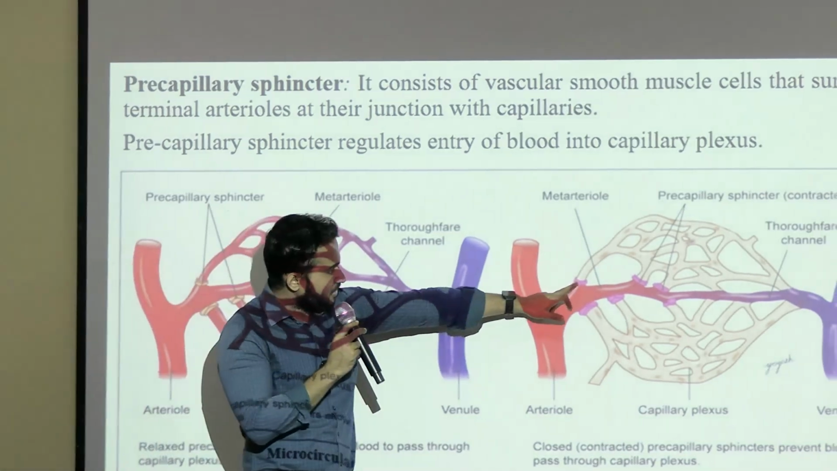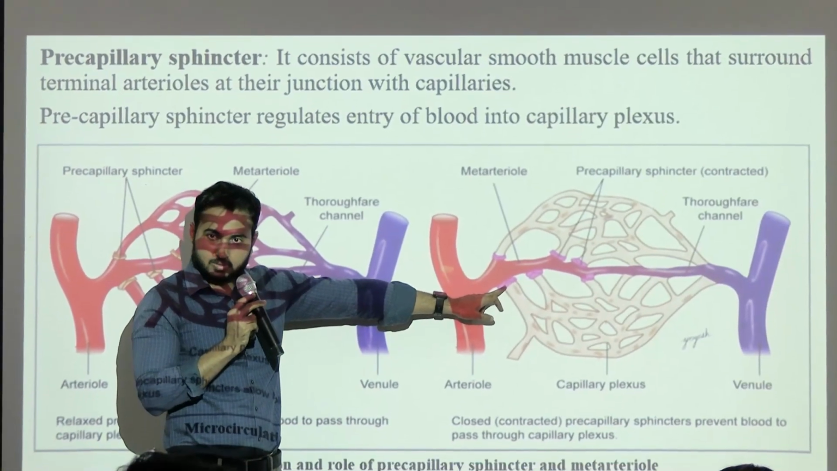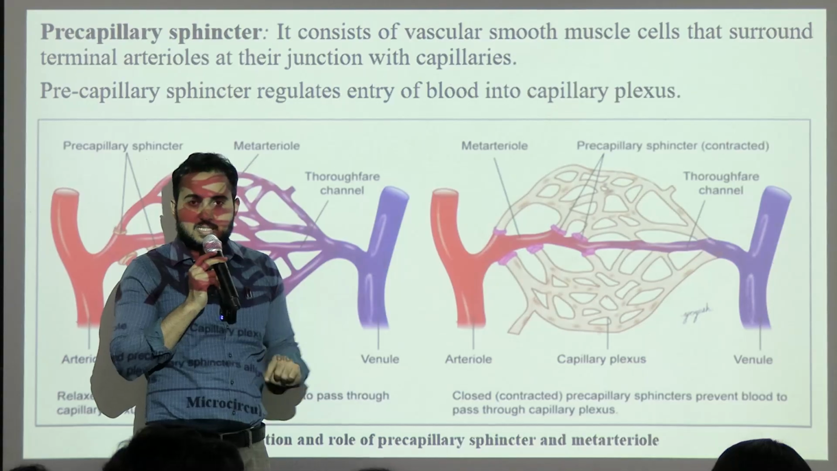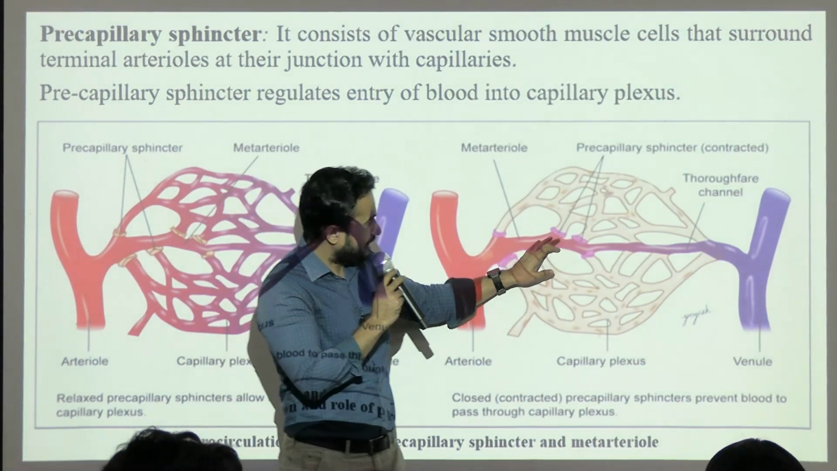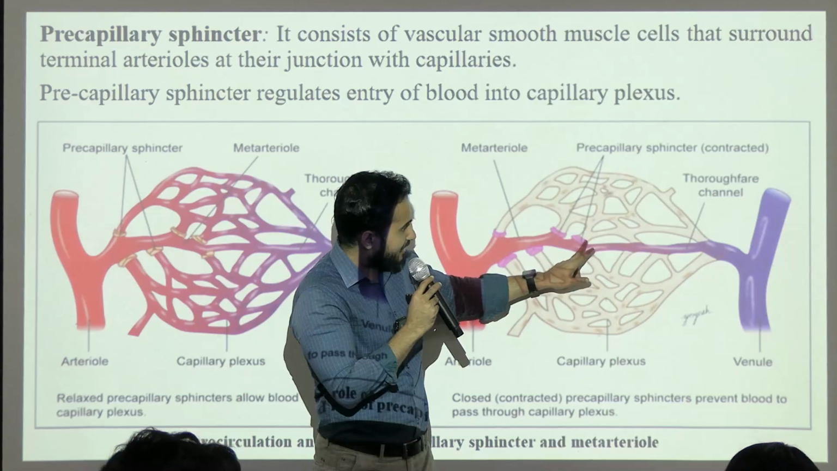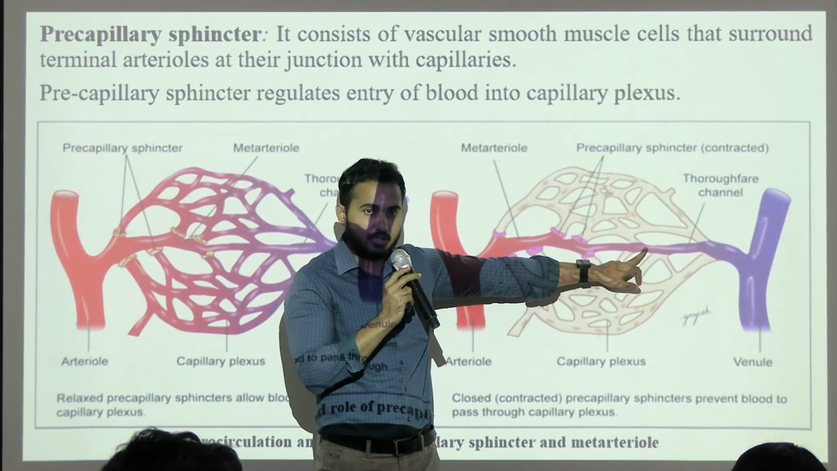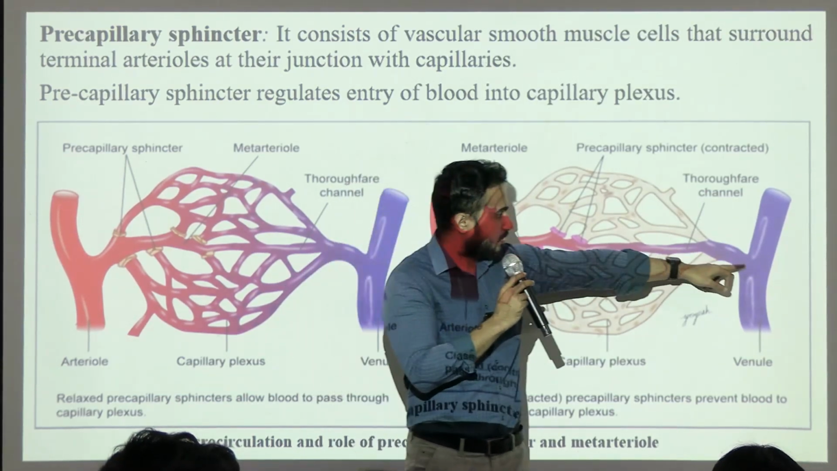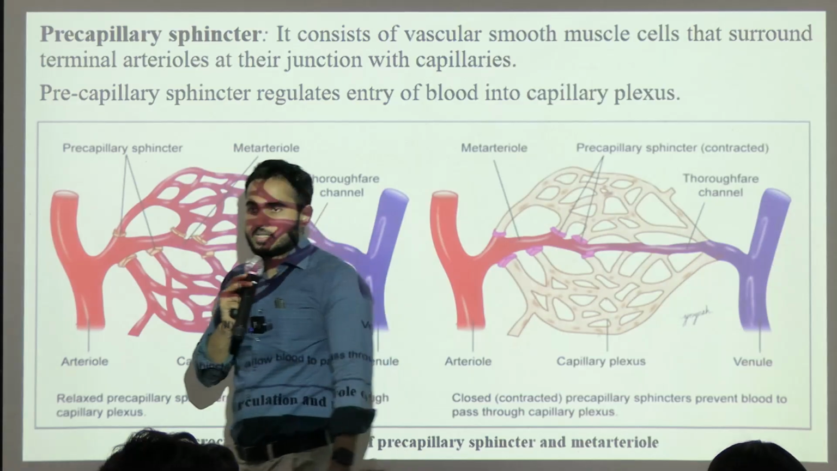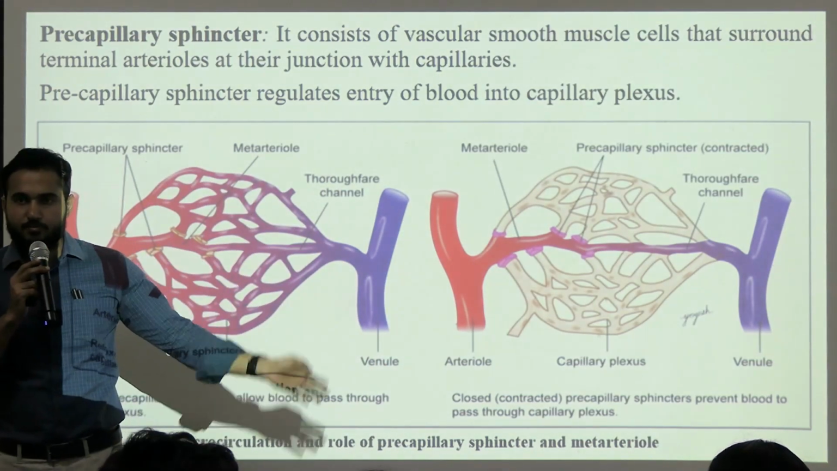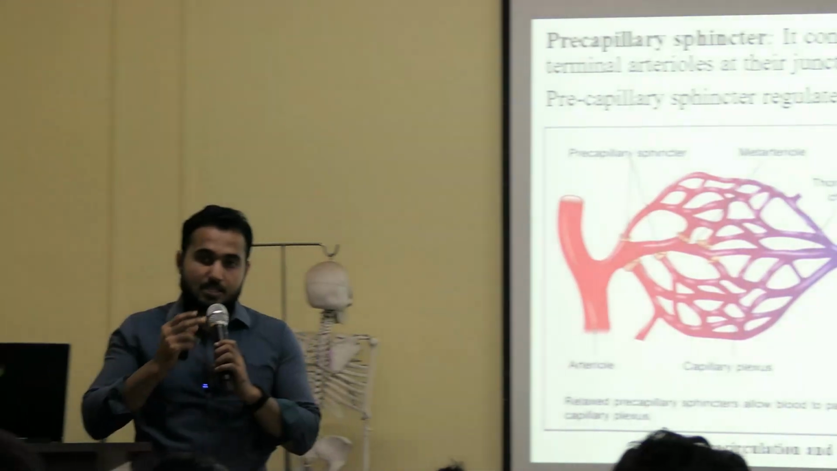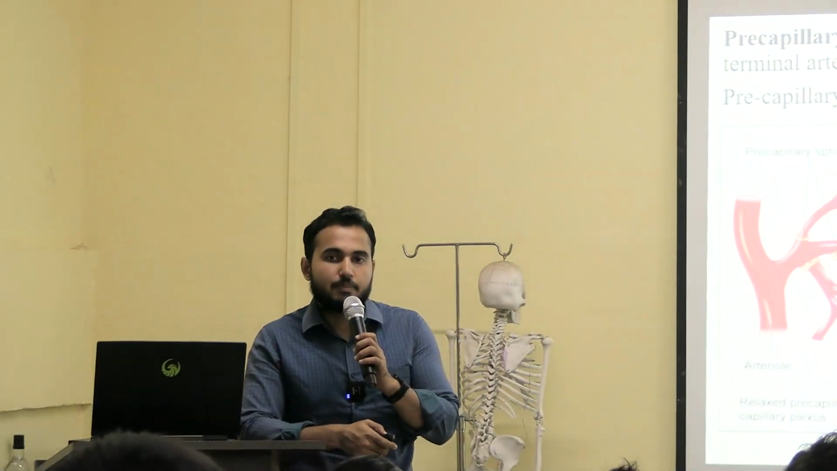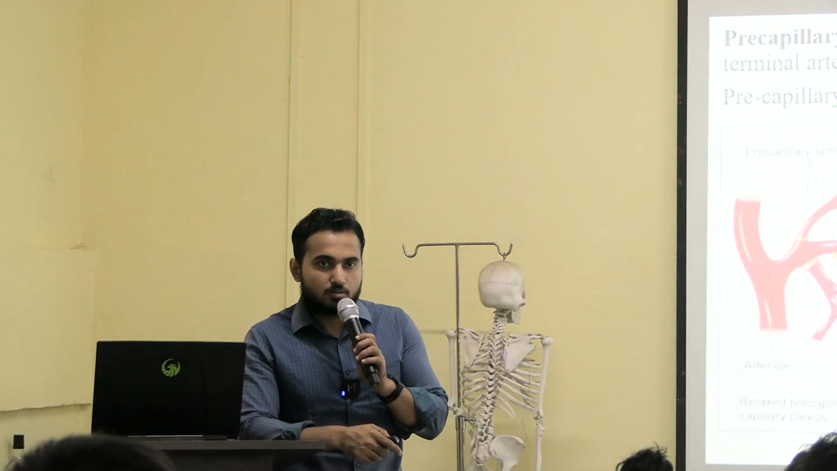Now here you can see the sphincters are closed. ठीक है. Now when the sphincters are closed at that time, what is happening? Through the meta-arteriole, the blood is bypassing the capillary and then it is entering the thoroughfare channel. And then from the thoroughfare channel, it is going into the venous system. It is going to the venule, and from venule it will go to the other veins, in the venous system. So that is the importance of the pre-capillary sphincters.